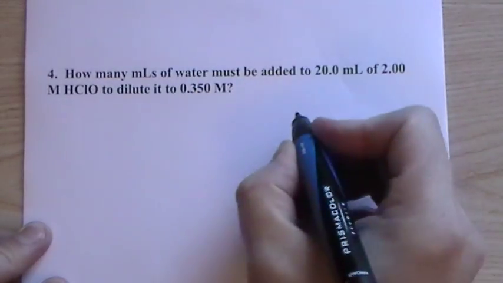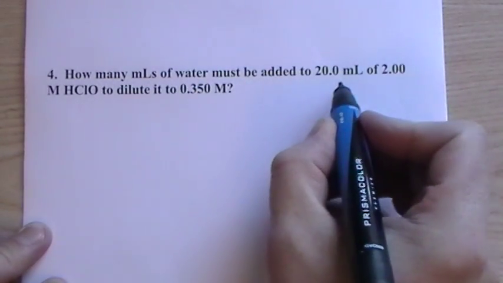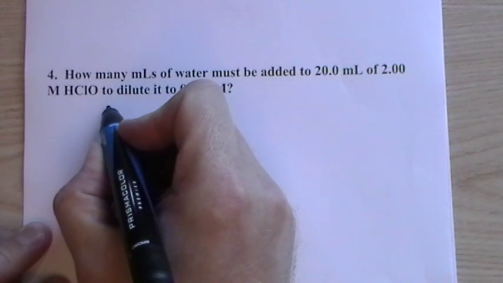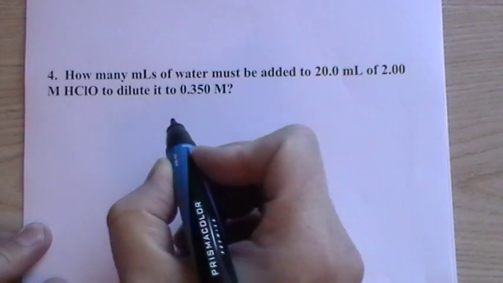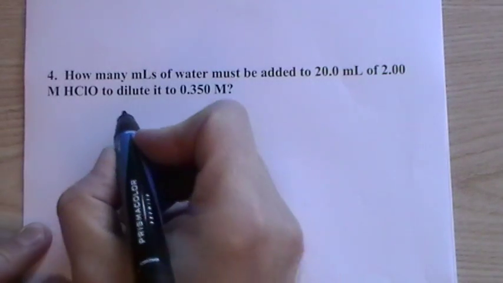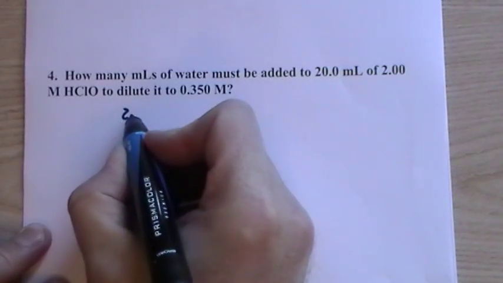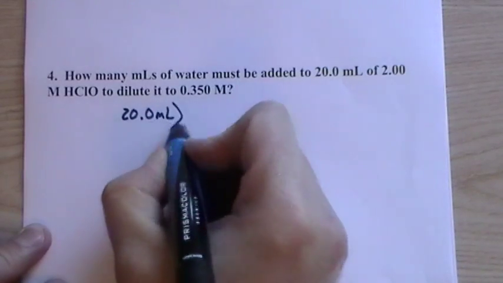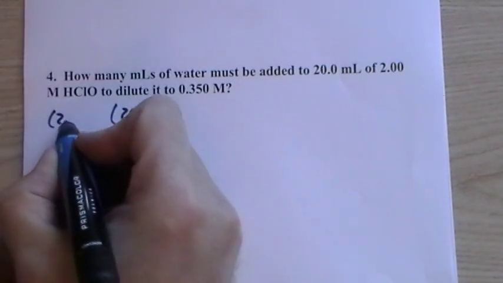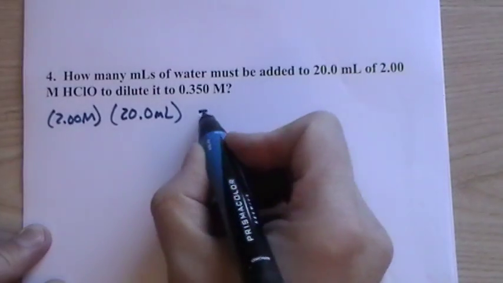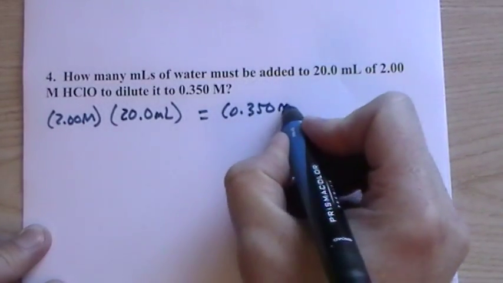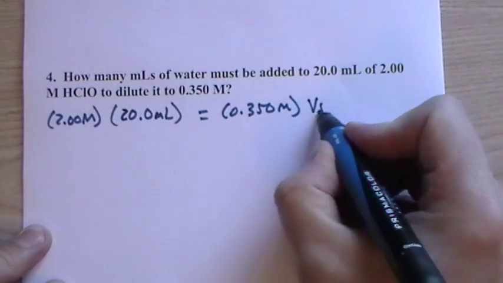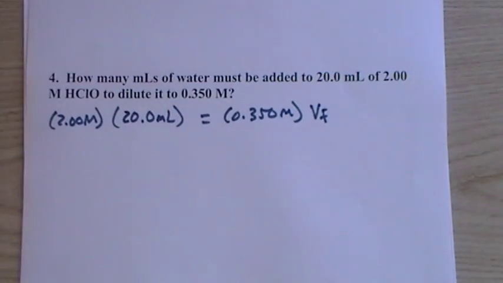So we have our initial: how many mils of water must be added to 20 mils. So our initial volume is 20 mils, and our initial concentration is 2 molar. Our final concentration is 0.35 molar, and what is our final volume? Now, when we get done, once we find the final volume, we have one more step to do.